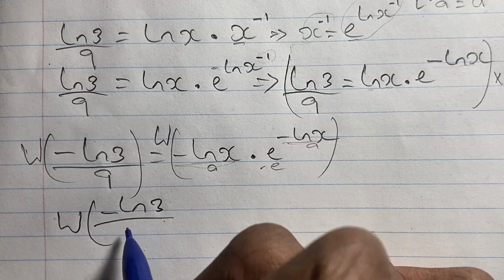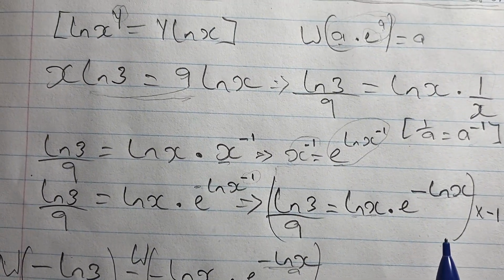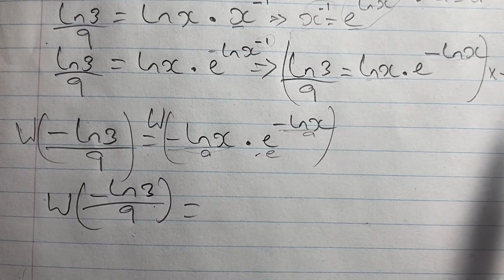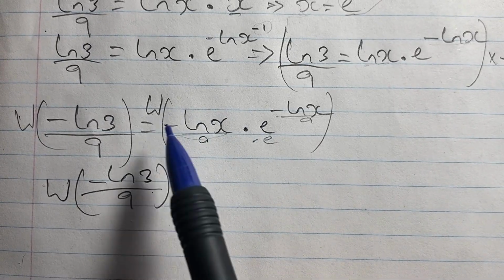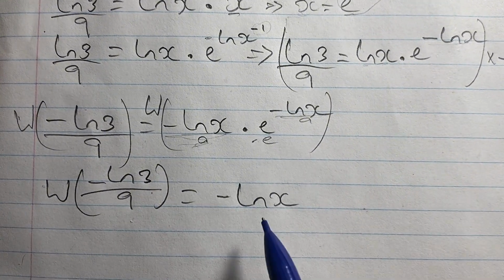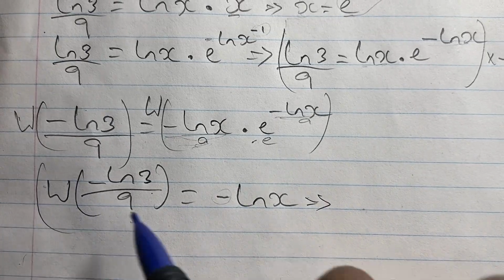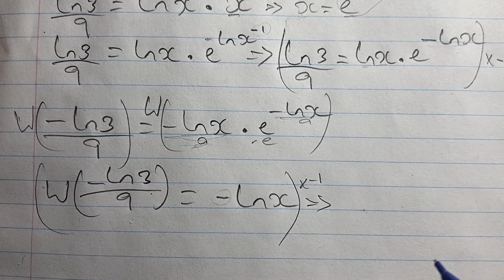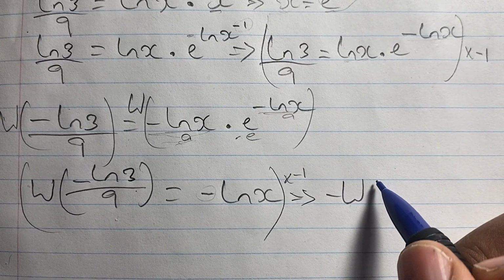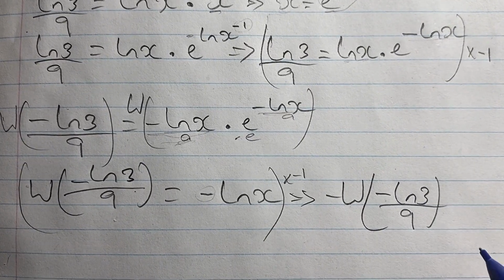So we'll have W of negative ln 3 over 9 equals W of negative ln x times e to the power of negative ln x, which, as we know, if we apply a W function to this expression a times e to the power of a, the result is our a. So this means that our result will be negative ln x. So we continue to solve for x by removing our negative sign here. We will multiply both sides of this equation by negative 1, and therefore we will have negative Lambert W of negative ln 3 over 9, and this is equal to ln x.